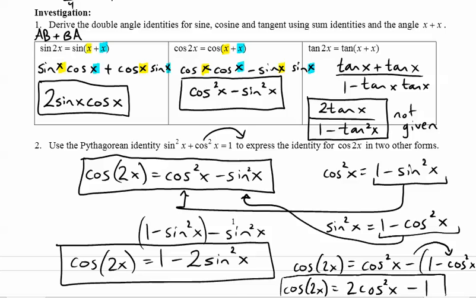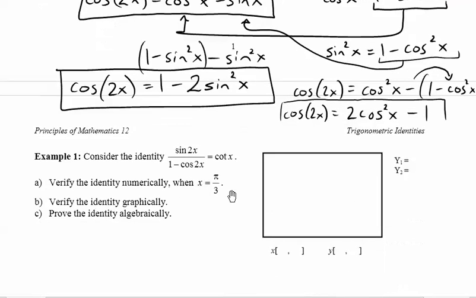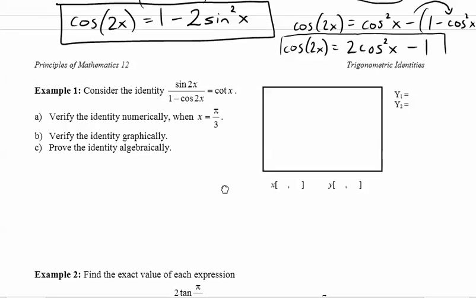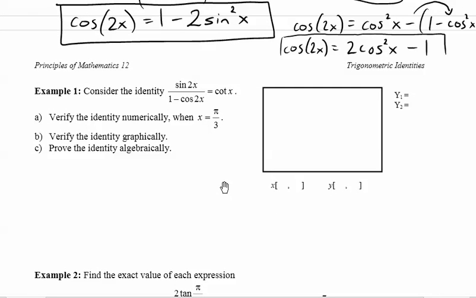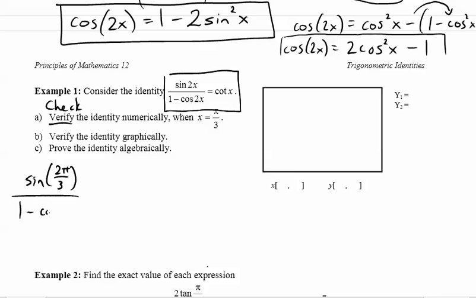So now turn over to the other side, and we'll put this into practice. So we're given an identity, which means that this is true for all x's. So let's check that identity using the number pi over 3. So is sine of 2 pi over 3 over 1 minus cosine 2 pi over 3 equal to cotangent of pi over 3?